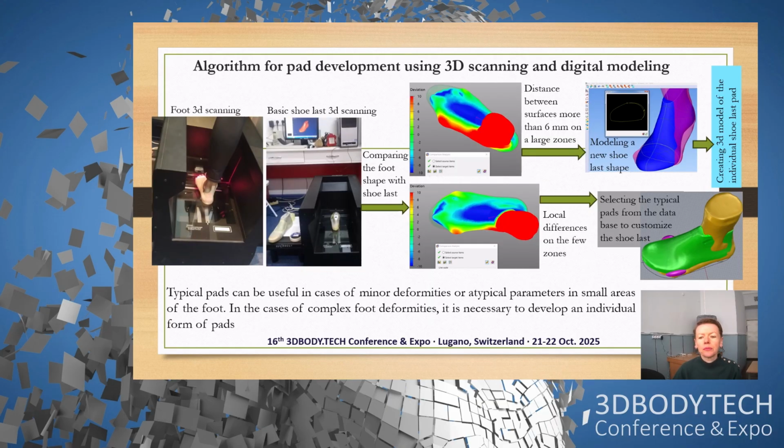Algorithm for pad development using 3D scanning and digital modeling. First stage is full 3D scanning. Second stage is standard basic shoe last 3D scanning. And after, we are comparing the foot shape with the shoe last shape. And we are selecting the typical parts from the database to customize the shoe last shape. And if we have a distance between surfaces of more than 6 millimeters on a large zone, then we have to create a new shape of the shoe last.